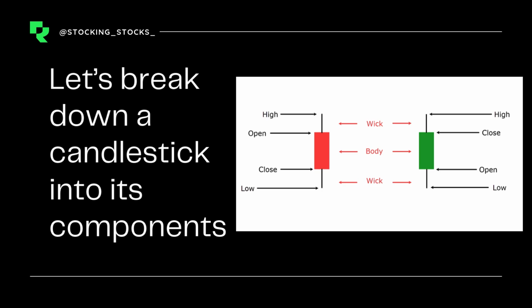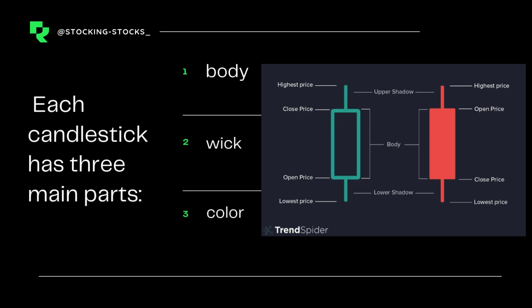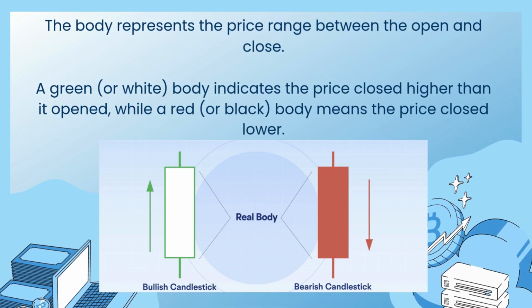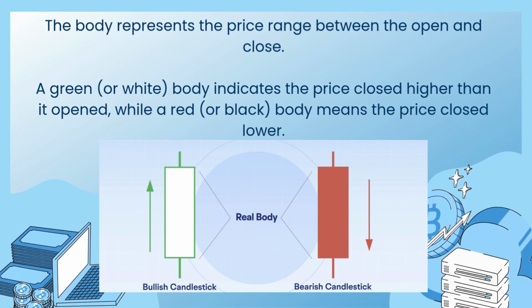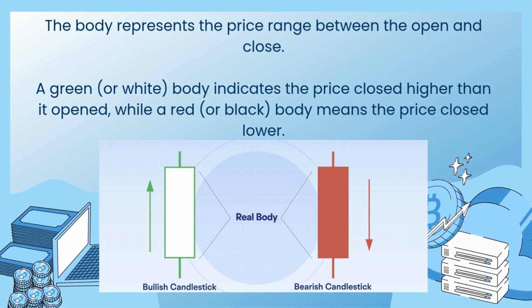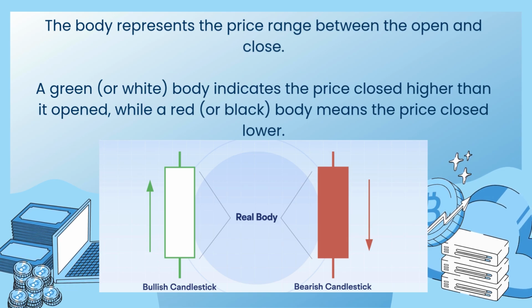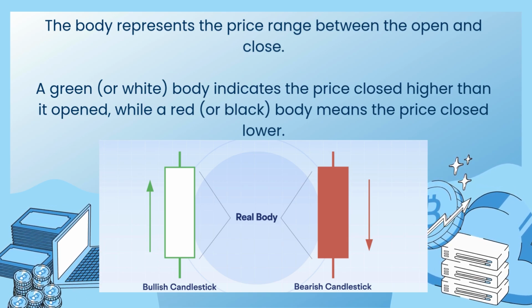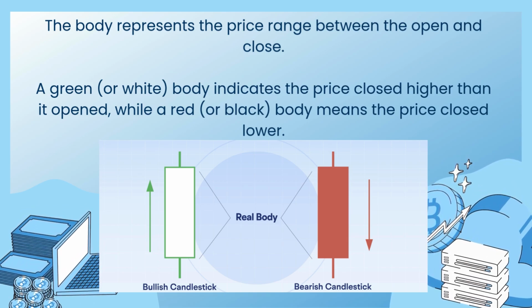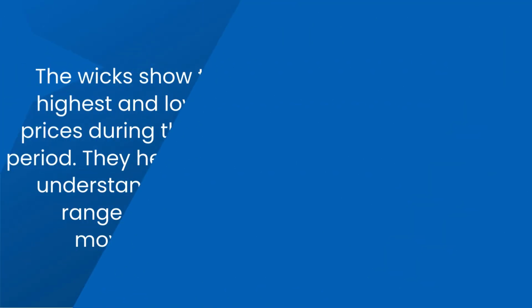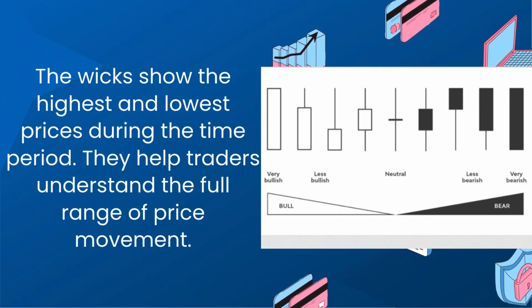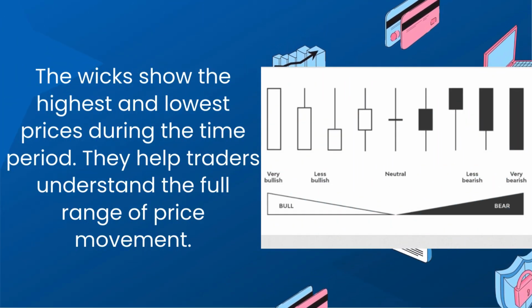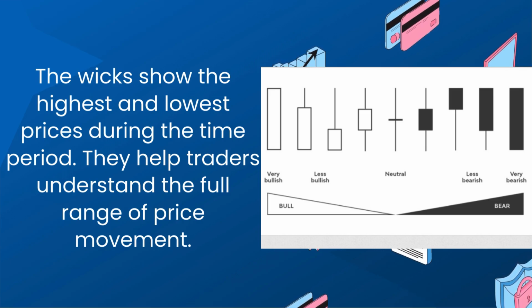Let's break down a candlestick into its components. Each candlestick has three main parts: the body, the wick or shadow, and the color. The body represents the price range between the open and close. A green or white body indicates the price closed higher than it opened, while a red or black body means the price closed lower. The wicks show the highest and lowest prices during the time period. They help traders understand the full range of price movement.